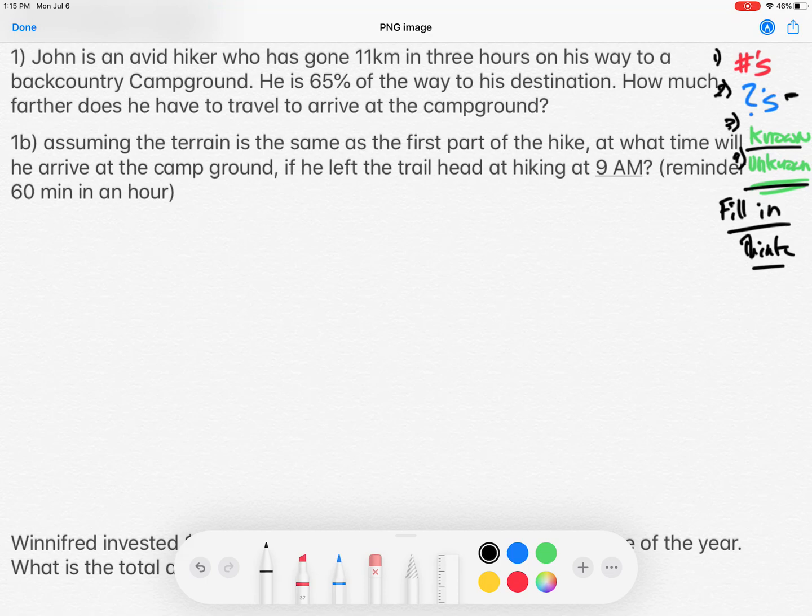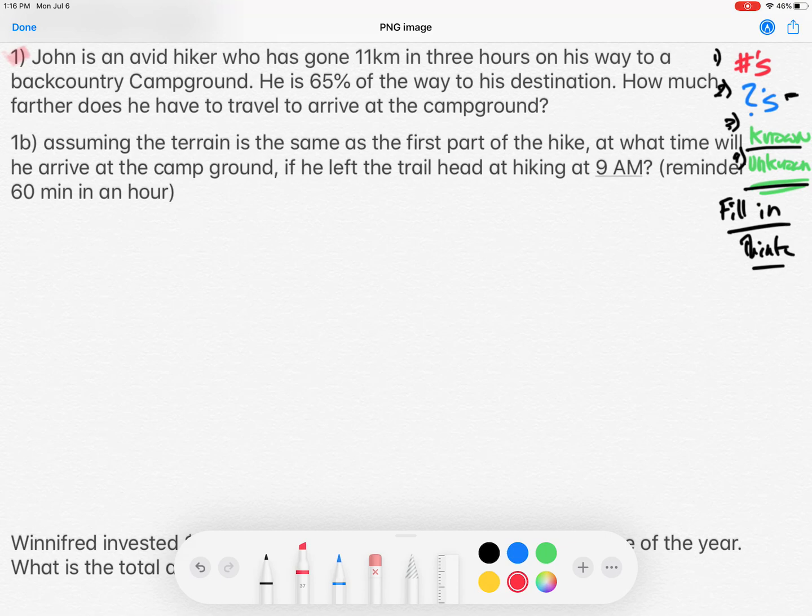So number 1 here. John is an avid hiker who has gone 11K in 3 hours on his way to a backcountry campground. He is 65% of the way to his destination. How much further does he have to travel to arrive at the campground? Great, now we go back.